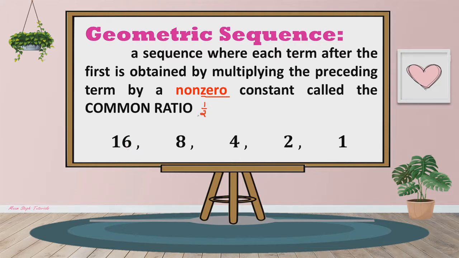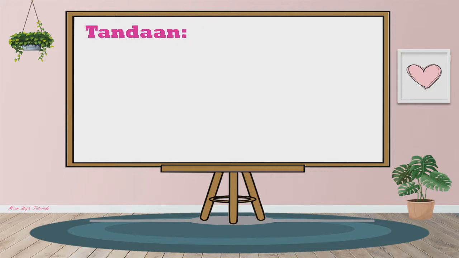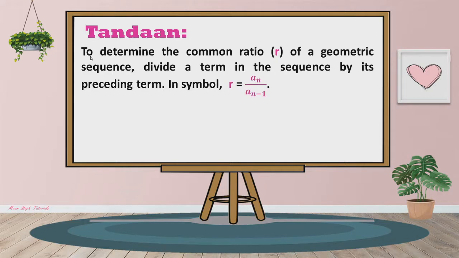So, 16 times 1/2, so that will be 8. And then, 8 times 1/2, that will be 4. And 4 times 1/2 again, that will be 2. And 2 times 1/2, that is 1. So mga kailangang tandaan when talking about geometric sequence. Tandaan na to determine the common ratio or yung variable na r of a geometric sequence, we divide a term in the sequence by its preceding term, yung nauna.